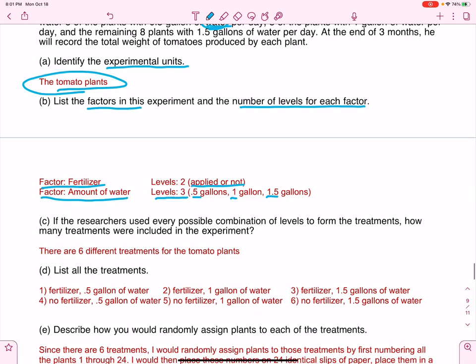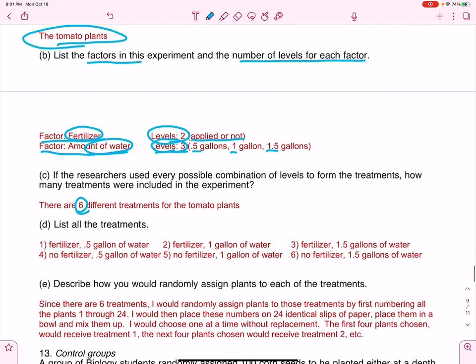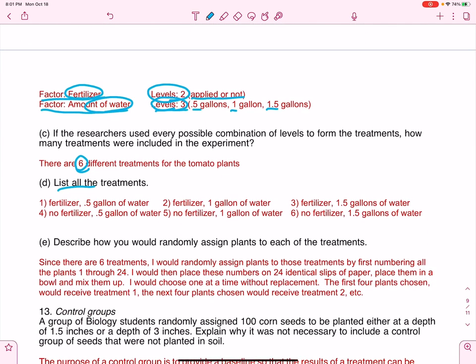So if I use every possible combination of levels to form my treatments, how many treatments would there be? Well, there are 2 levels of fertilizer, and there are 3 levels of water. So that gives me 2 times 3, which is 6. So there are 6 different treatments. Now we're going to list all of them, and it's a little easier once you list them to see how many there are, because we've got fertilizer applied with each specific water amount, and we've got no fertilizer applied with each specific water amount. So that gives me 6 total treatments.